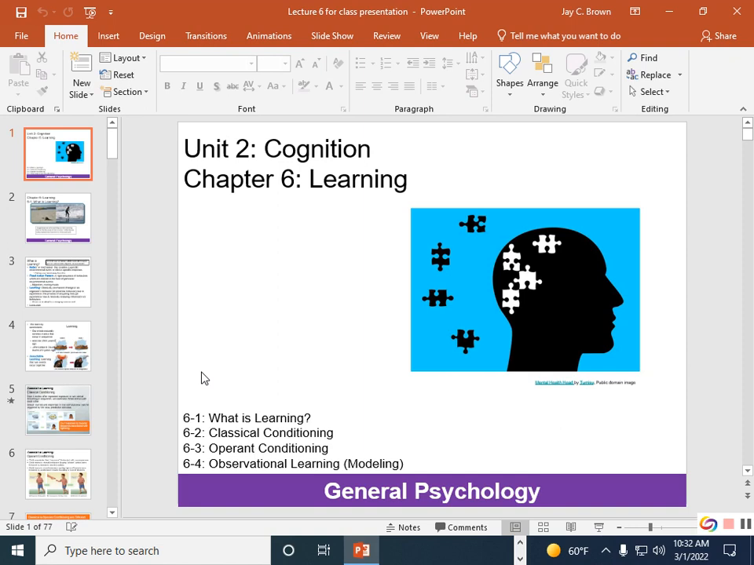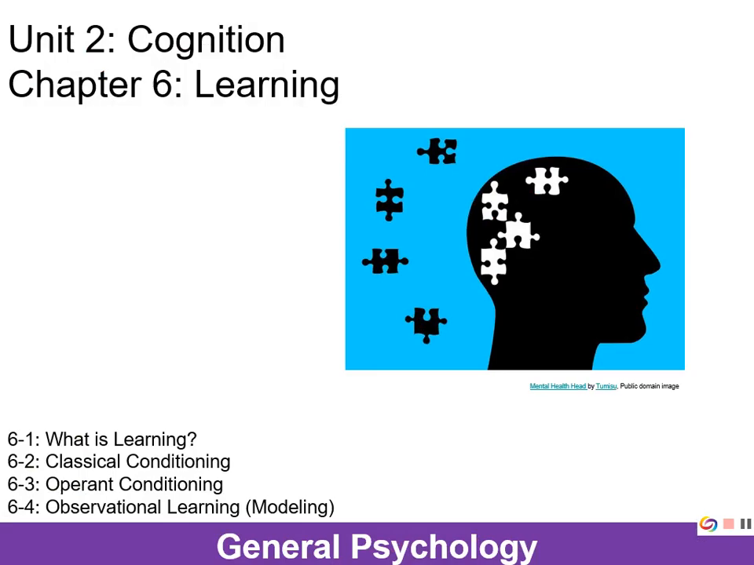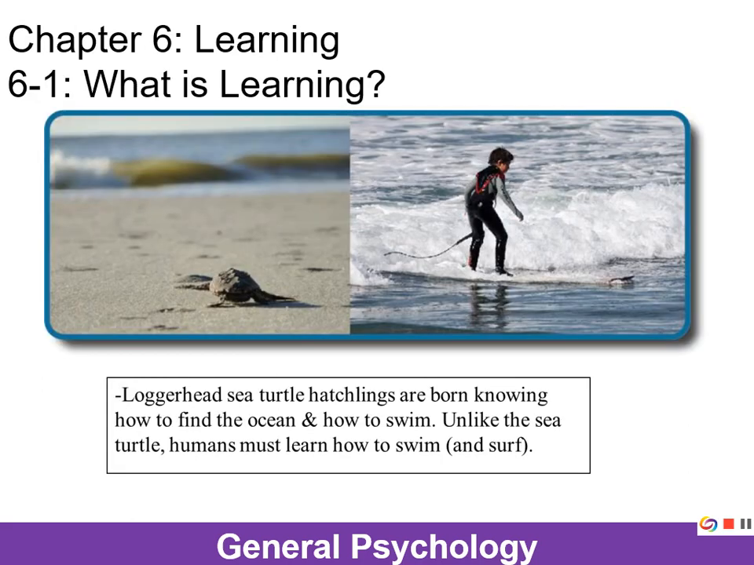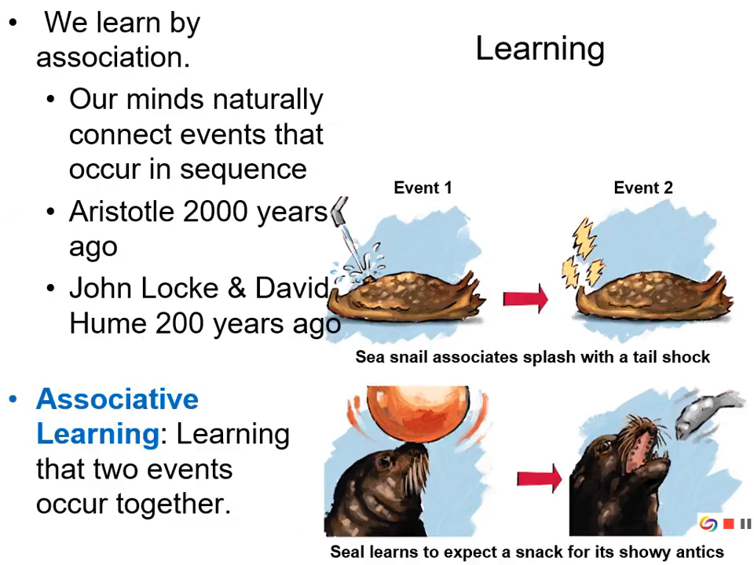So we started on learning last week when we were remote, and it's a cool topic, right? We talked about classical conditioning last Thursday in particular. Remember, there are multiple kinds of learning, but ultimately learning comes down to association. We come to associate things together.